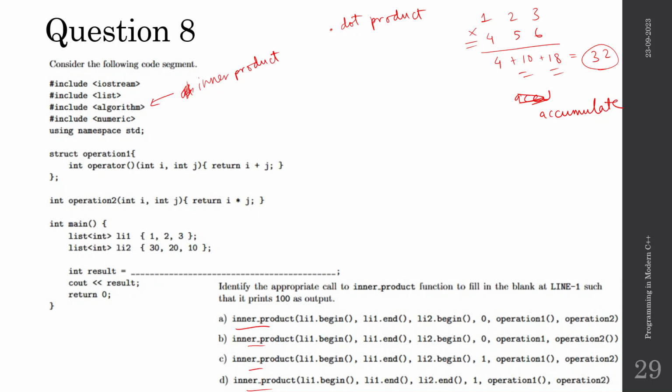Instead of multiplication we can also give some other operation. But we can change it. And finally we have the addition one, which is similar to the accumulate one.